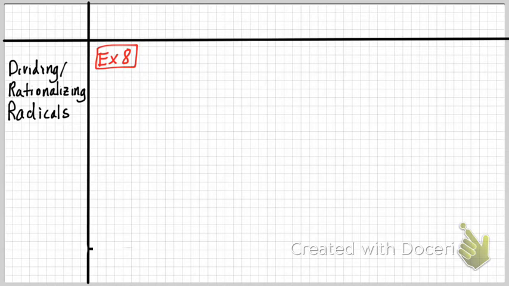Alright, and finally we can see something about dividing and rationalizing radicals. So in example 8, we're going to see that we have the square root of 6 over the square root of 2. And interestingly enough, if you have a situation like this, all you have to do is follow the exact same steps as multiplication, except now you're going to be replacing the word multiply with divide in every place.